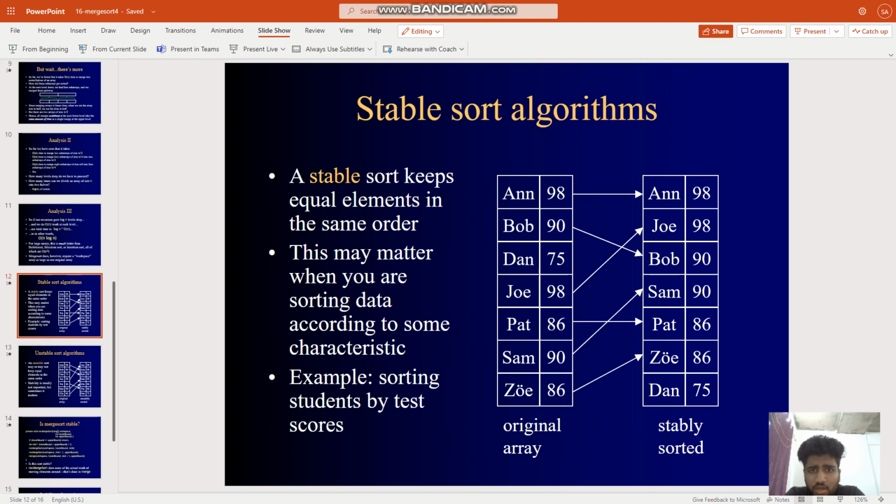Now, a stable sort algorithm. A stable sort algorithm keeps equal elements in the same order. This may matter when you are sorting data according to some characteristics. Example: sorting students by test scores. This is the example I have taken to show a stable sort.